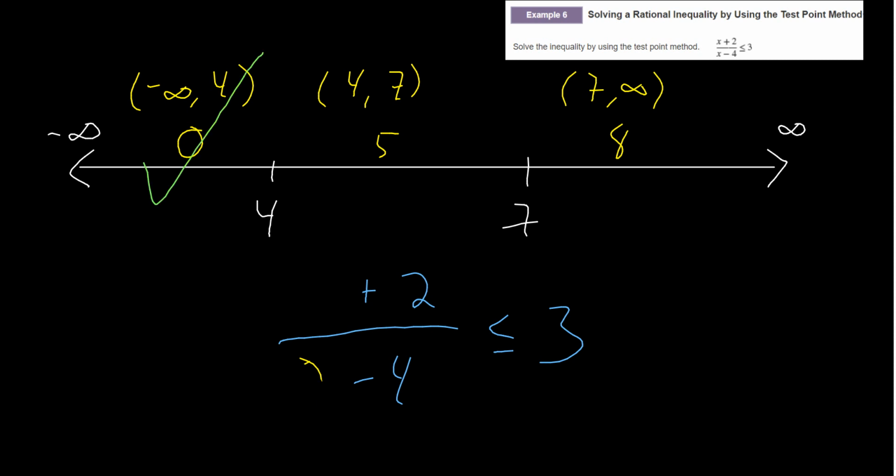Next up, we have a 5. So 5 and 5. 5 plus 2 is 7, and then 5 minus 4 is 1. We have 7 over 1. Is 7 less than or equal to 3? No, it is not. So this interval does not work. And then lastly, we have the 8. 8 plus 2 is 10. 8 minus 4 is 4. 10 fourths or 5 halves. Is 5 halves less than or equal to 3? Yes, it is. So this interval works.